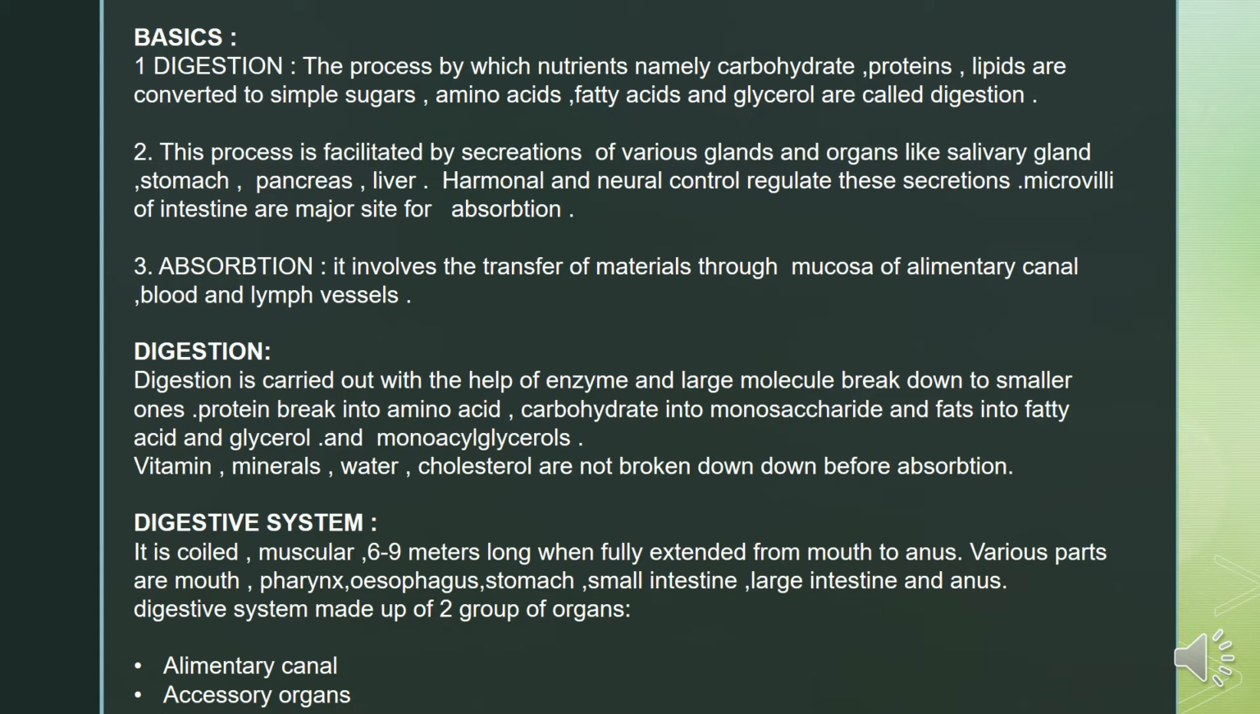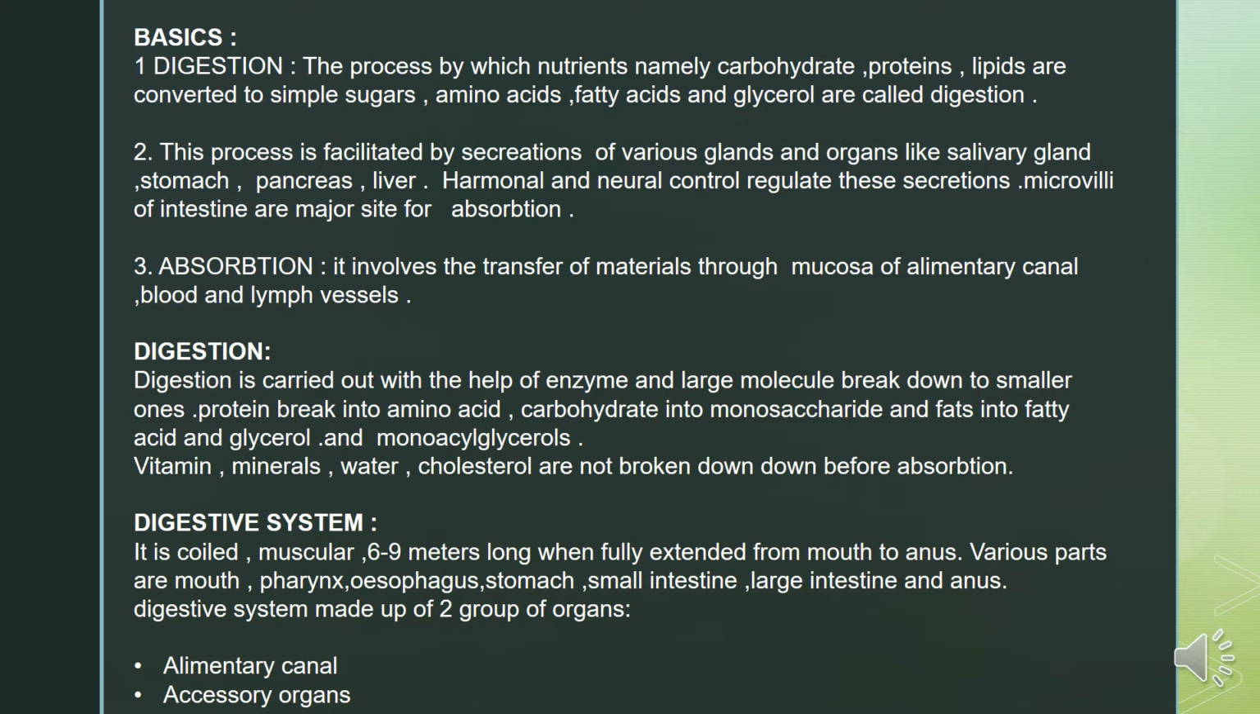Digestion is the process by which nutrients, namely carbohydrates, proteins and lipids, are converted to simple sugars, amino acids, fatty acids and glycerols. This process is facilitated by secretions of various glands and organs like the salivary glands, stomach, pancreas and liver. Hormonal and neural control regulate the secretions. Microvilli of the intestine are the major site for absorption. What is absorption? It involves the transfer of materials through the mucosa of the alimentary canal into blood and lymph vessels.